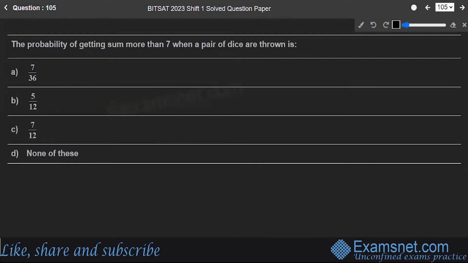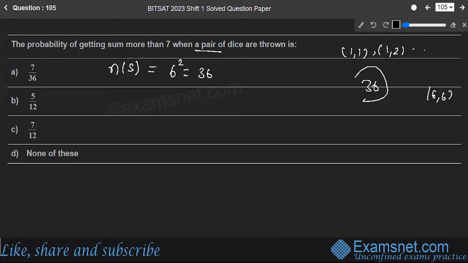Question number 105. The probability of getting a sum more than 7 when a pair of dice is thrown is. Okay, first of all, what is the sample space? The number of elements in the sample space is 36, because you have a pair of dice which is thrown. So 6 into 6, 36. You can have (1,1), (1,2), and so on till (6,6). So there are 36 outcomes. The number of elements in the sample space is 36.